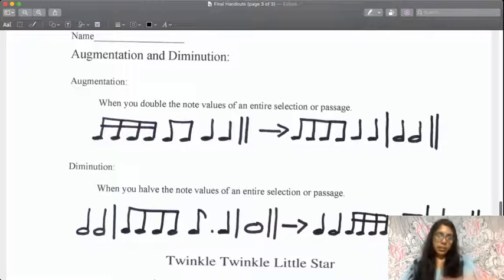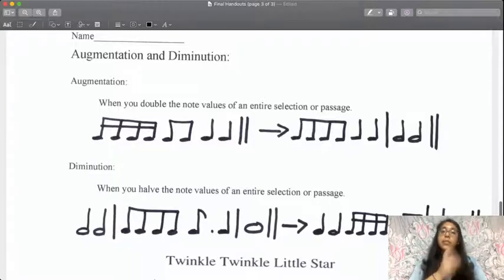So the first selection would be 1 e and a 2 and 3, 4. And you would augment that. You would double every single note value. So the 16th notes become eighth notes, the eighth notes become quarter notes, the quarter notes become half notes. And what was originally 1 e and a 2 and 3, 4 is now 1 and 2 and 3, 4, 1, 3, off, right?